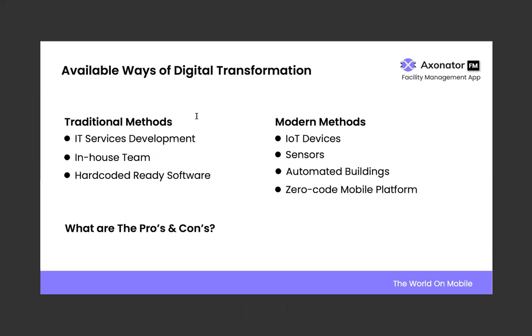Now, like I said, there are multiple ways available in the market for digital transformation. To differentiate two different methods, some of them are traditional methods and some of them are modern methods. Traditional methods are like having an IT services development company, or establishing an in-house team for development of services, or hard-coded ready solutions. These are some of the available traditional ways for digital transformation, but they have their pros and cons. If I focus on the problems in adopting traditional methods, it involves a huge cost and timeline when it comes to software development.